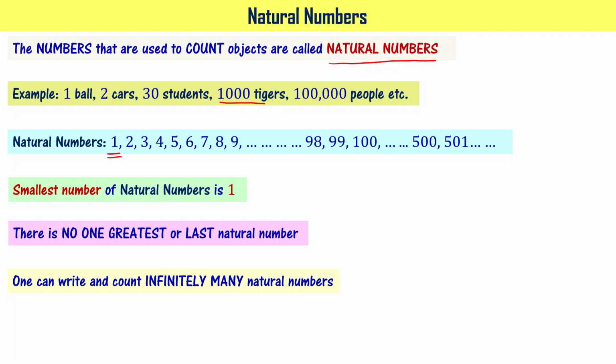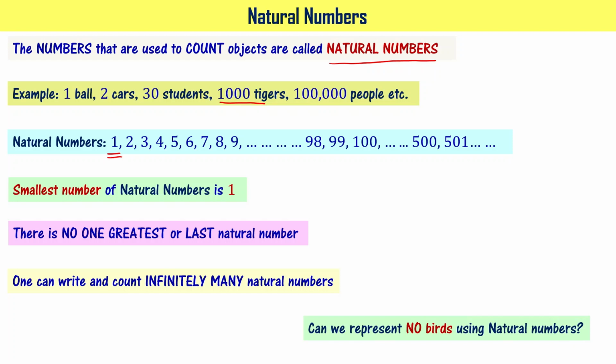Now I have a question. As you see here, we said that one ball, two cars, 30 students, and so on, right? Similarly, can we represent no birds using natural numbers? Can we say no birds using a number? Here when I say one ball, it means there is one ball, right? Here there are two cars. Similarly, if I say no birds, can you express that as a natural number? The answer is no. For that, we require whole numbers.